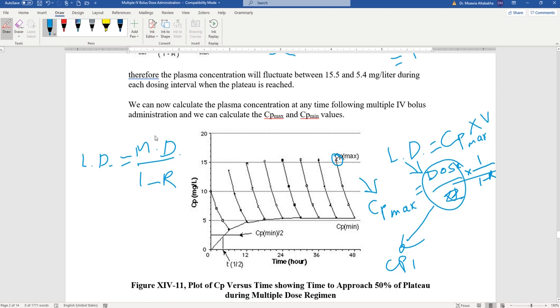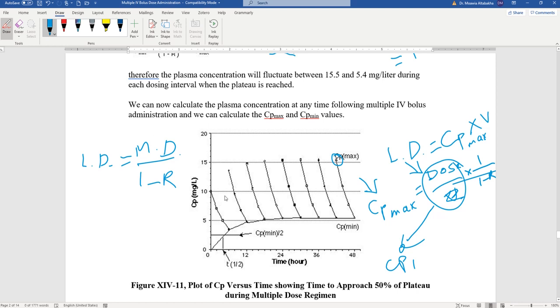Isn't this information going to allow me to do what? All this information, later on you will see, will allow me to design a dosage regimen.